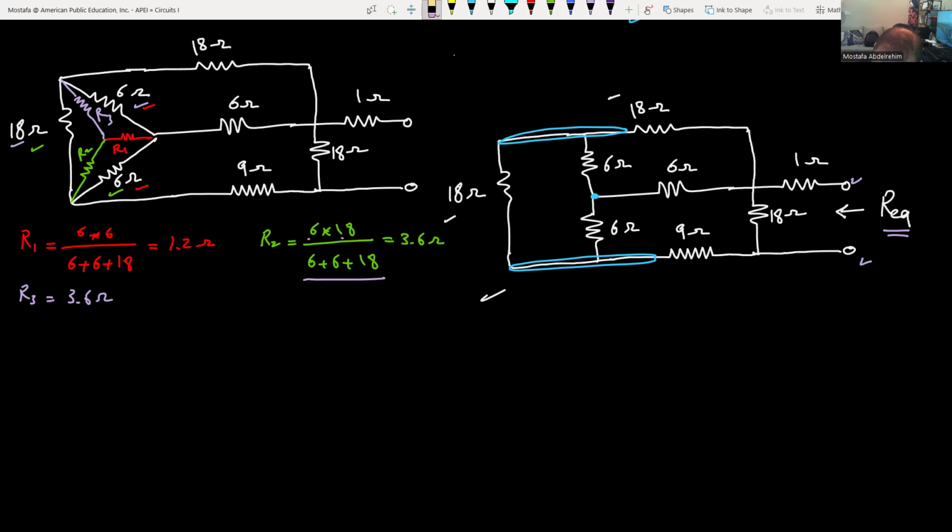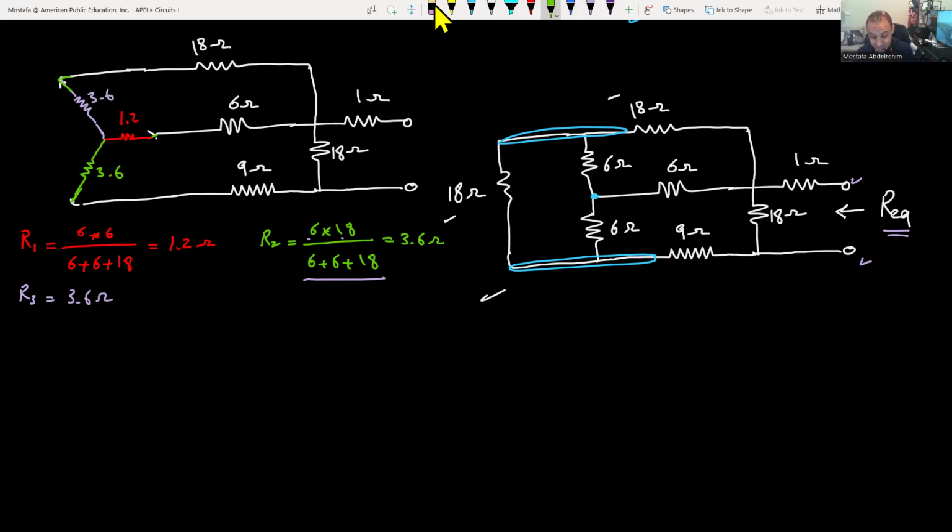I'm going to take the eraser here and just erase the 6 ohm completely. Remove the 6 ohm also. And remove this 18 ohm. And we're going to end up with our newly created resistances R1, R2, R3. Let's even put the values. So R1 is 1.2, R2 and R3 are 3.6.